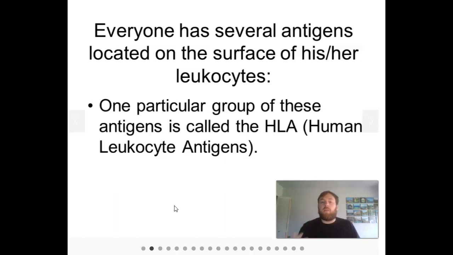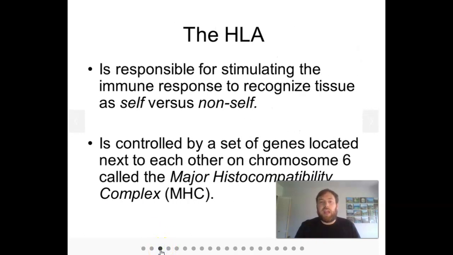One particular group of these antigens are called the human leukocyte antigens, the HLAs. Now, the HLA is responsible for stimulating the immune response to recognize tissue as self versus not self, as in, if I have a particular HLA and another piece of tissue comes into my body and does not have that same HLA, the immune response will indicate that as non-self and try to destroy it.